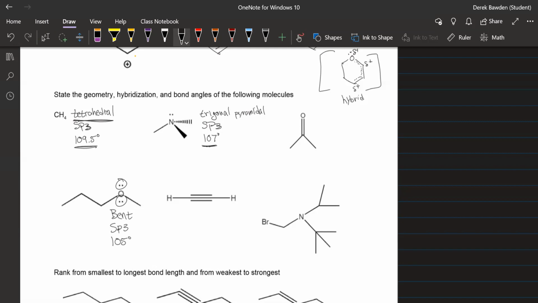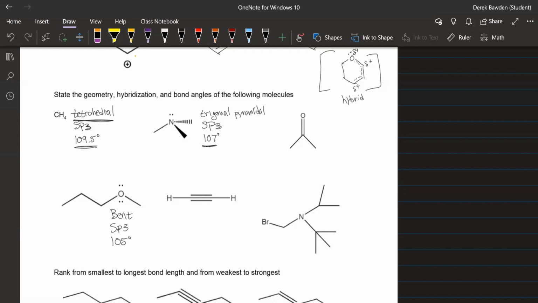Is that kind of helping you guys remember the bond angles here? Does that trick help? Definitely. Perfect. So 105 there for the bent molecule.